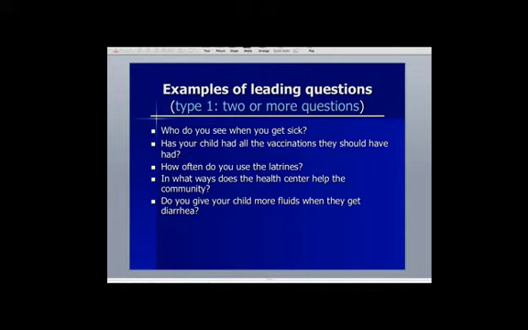Next, has your child had all the vaccinations they should have had? There are a few questions embedded in that. How often do you use the latrines? That assumes people are using the latrines, and then it's getting at how often. In what way does the health center help the community? That assumes that a person thinks the health center is helping the community. So you can see in each of these there's more than one question being asked.